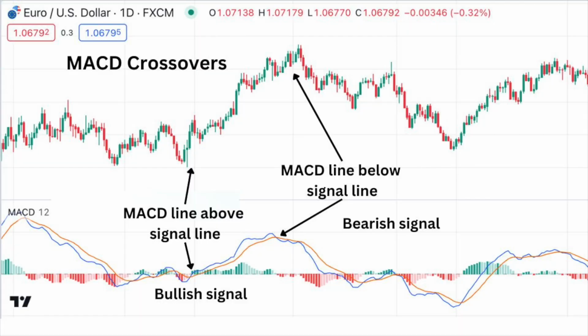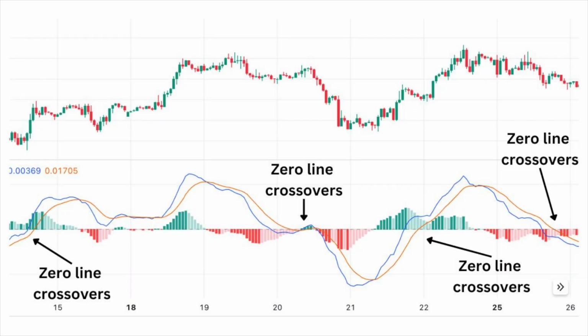There are several signals that you should look out for. The simplest way to use it is to watch for MACD line crossovers. When the blue MACD line crosses above the orange signal line, it generates a bullish signal indicating it's time to buy. Conversely, when the MACD blue line crosses below the orange signal line, it generates a bearish signal indicating it's time to sell. So that's one way to look at it, and then you can look at zero line crossovers. When the MACD line crosses above the zero line, it suggests an upward trend, and when it crosses below, it indicates a downward trend.